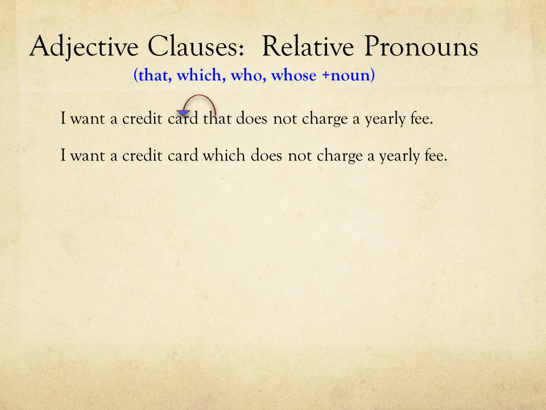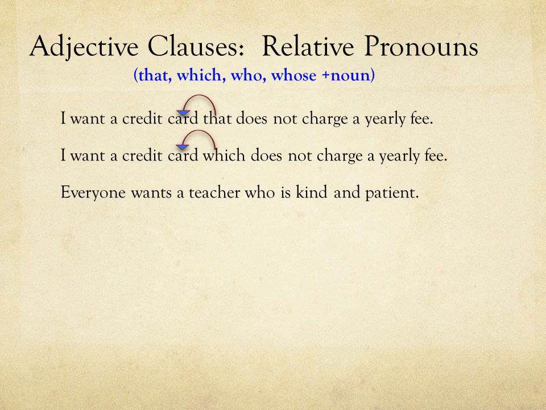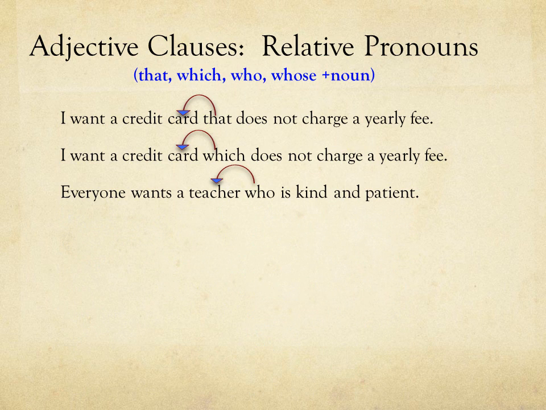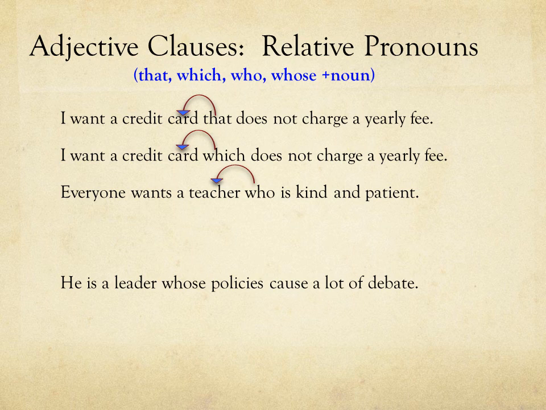We could also use the word which. The meaning of these two sentences is the same. In this next example, we're talking about a teacher, a person. So we'll use the word who as the relative pronoun. In informal speaking and writing, we often use that for people. However, since our goal is academic English, we're going to always use who for a person and that or which for things.